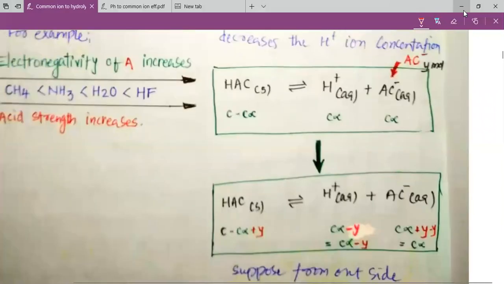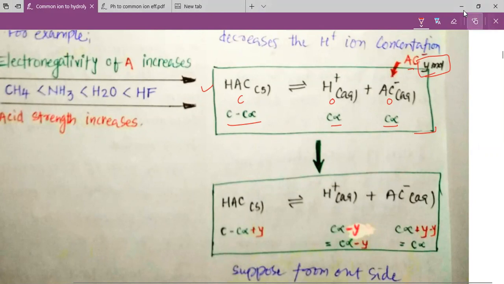Now let us see what happens. Suppose there is an equilibrium established between the HAC, H plus and AC minus. The initial concentration for HAC was C. It was initially 0 and 0. Then C alpha has been formed for H plus and AC minus, and that is why the concentration of HAC becomes C minus C alpha. Now from outside, my dear students, at the equilibrium, you add some Y mole of AC minus ions. That means from outside you simply add the AC minus ions, and as you add these AC minus ions, let us see what happens.